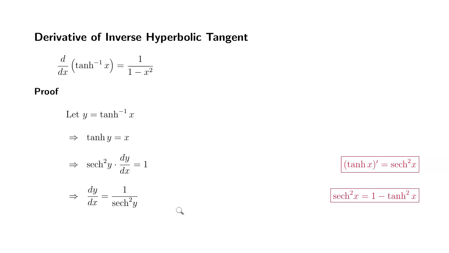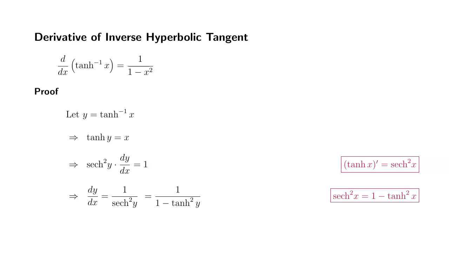Then we can use the identity here: hyperbolic secant squared is equal to 1 minus hyperbolic tangent squared. So we can replace this by 1 minus hyperbolic tangent squared of y. Let's go ahead and do that, and we're going to get something like this.